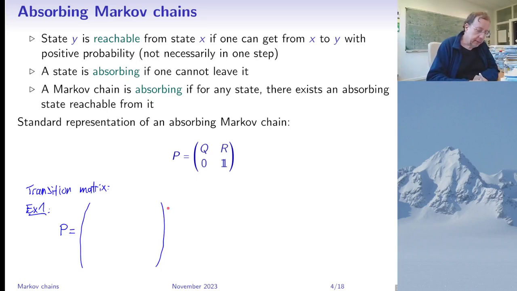So here we have these are the starting states, and the columns I will number 1, 2, 3, 4, 5, that are the end states. And since states 4 and 5 play a special role, let me draw two straight lines here.